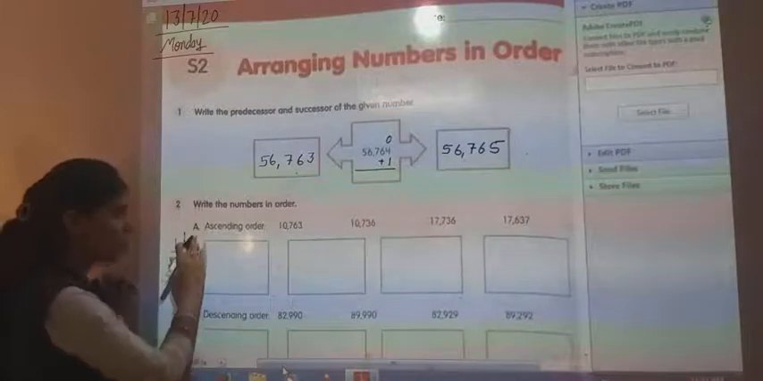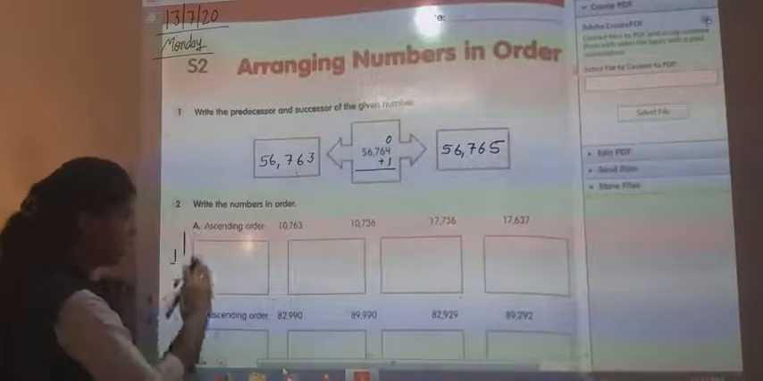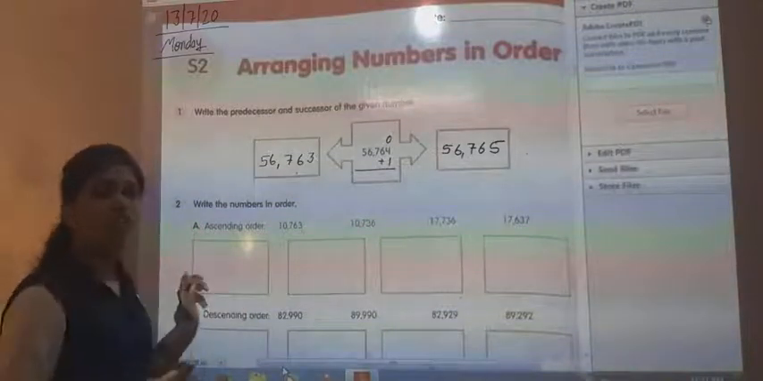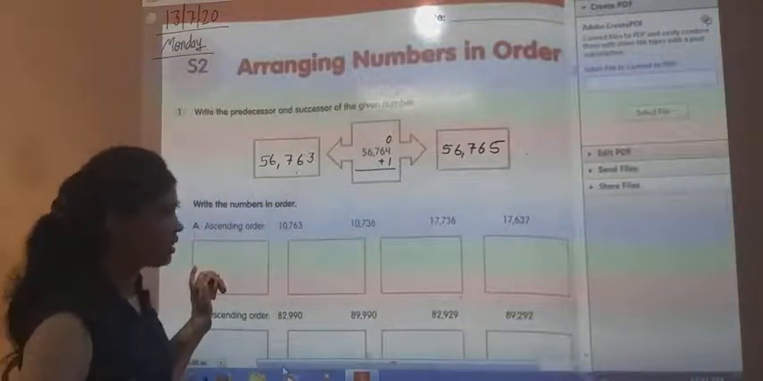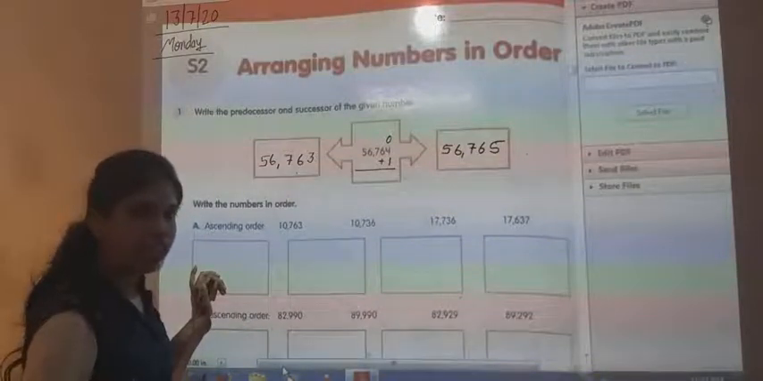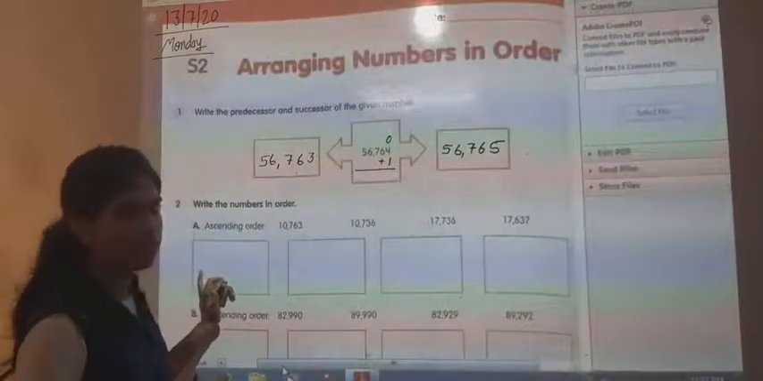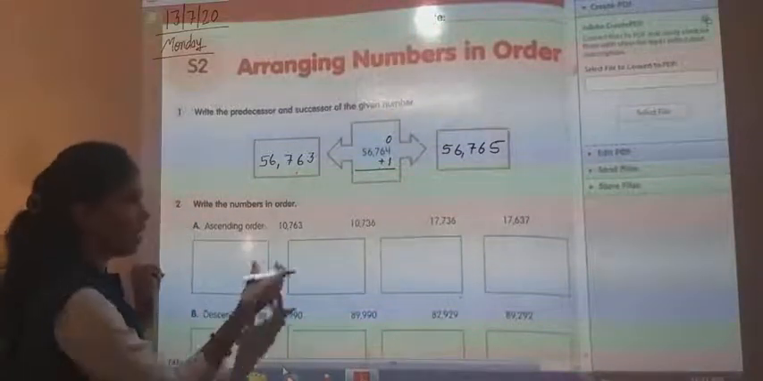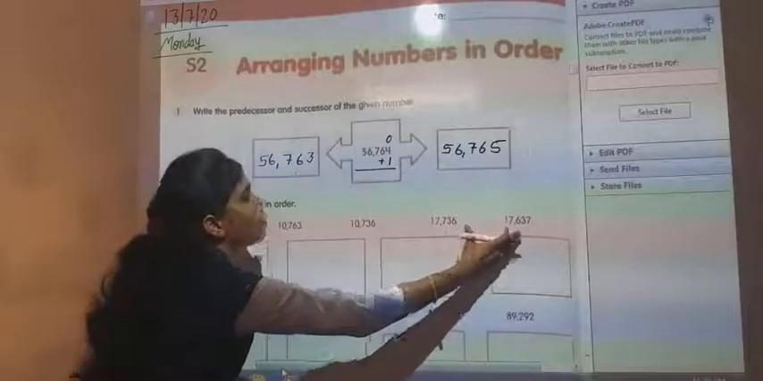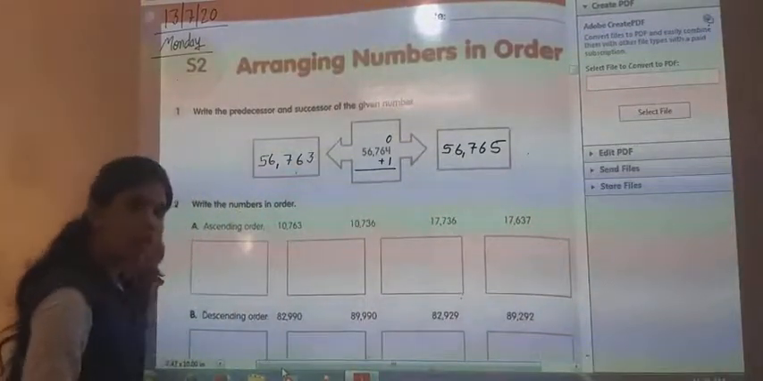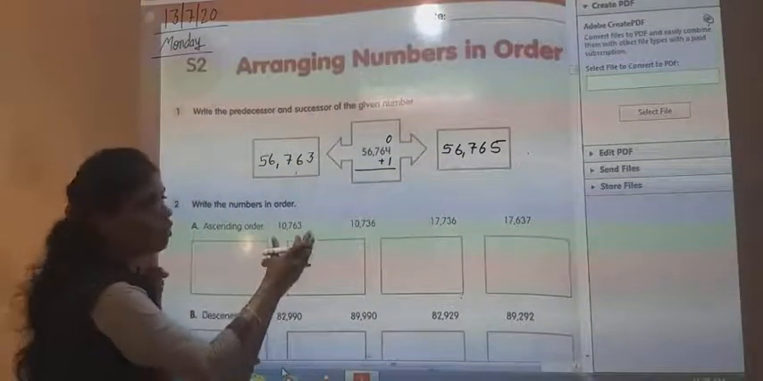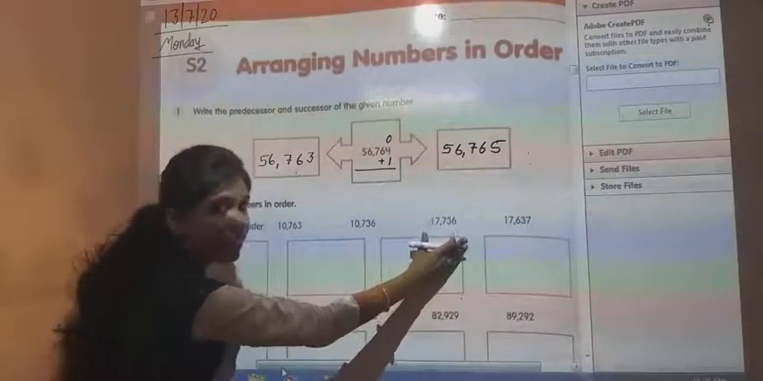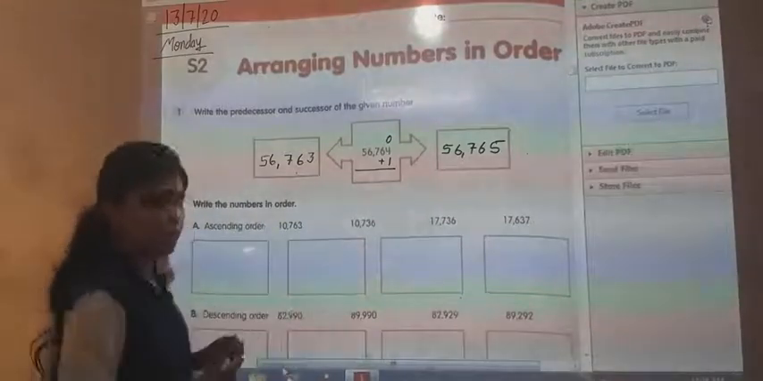So, students, A for assembly, A for ascending. This is the way to learn the meaning of ascending. We will always start from the smallest number. Now we will compare all numbers. We have here 4-digit numbers. Sorry, 5-digit numbers. All are 5-digit numbers.